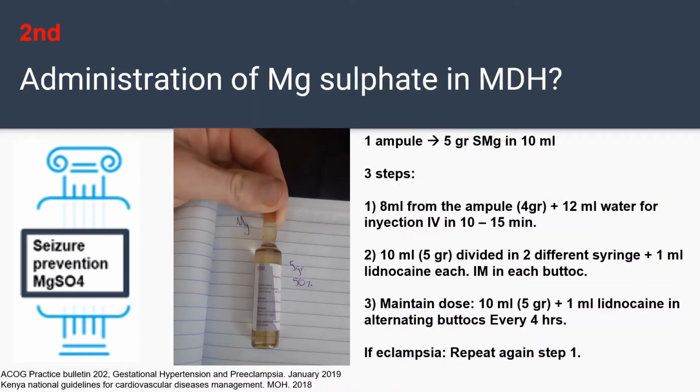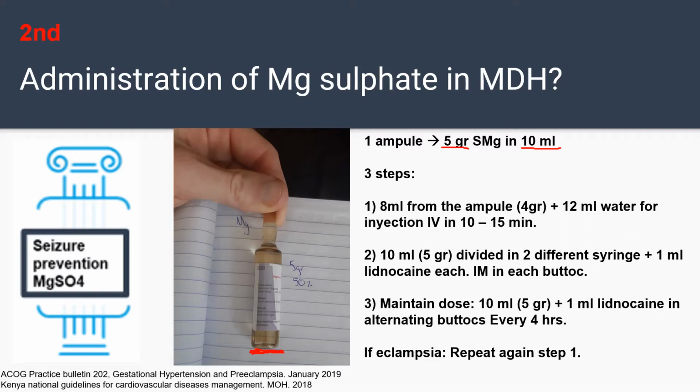How to prepare the magnesium sulfate infusion in Bagari? As I said to you, the most common thing is that we don't have the IV infusion, so we need to prepare the intramuscular treatment. And how do we do it? First, we need to know how many grams of magnesium sulfate one ampoule has. Every ampoule is 10 ml, and in every ampoule we have 5 grams of magnesium sulfate. That is very important to know.